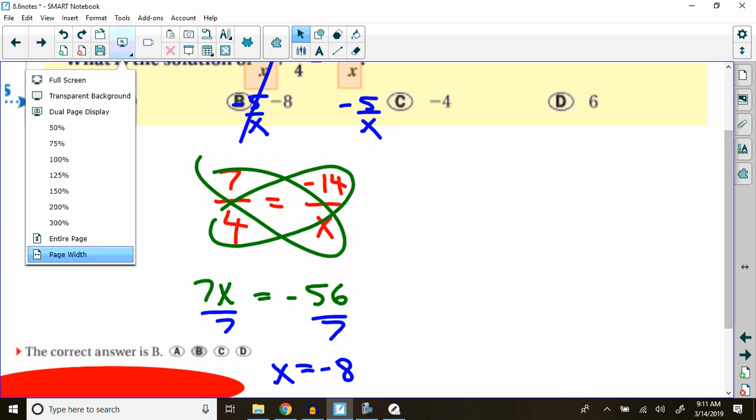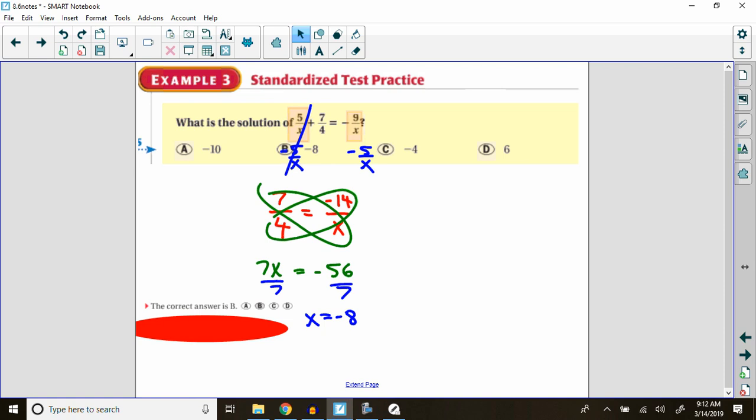So I'll go ahead and make that full page so we can see that. So again, if we have a proportion, these are easy. If we don't, make one. If you don't have a proportion, make one.